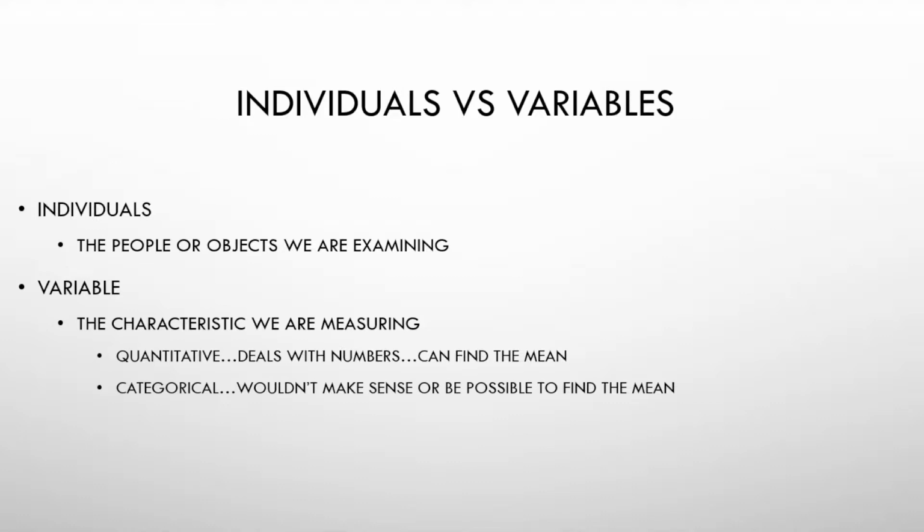Looking at variables. A variable is the characteristic or the trait that we are trying to learn about or measure. Individuals can be, again, what we're looking for or who we're gathering our data from. It's the things we're examining. Variables are what we're actually measuring. This is where we get into our 2 types of variables: quantitative and categorical.